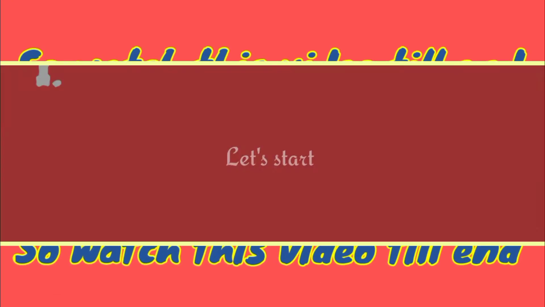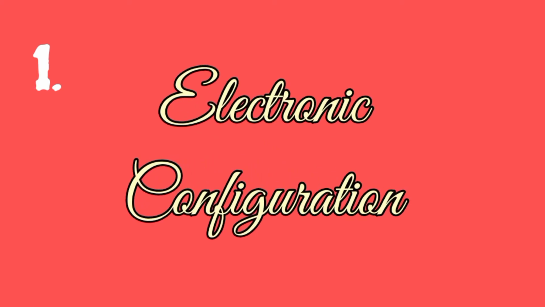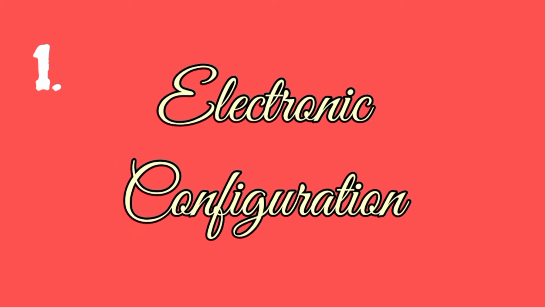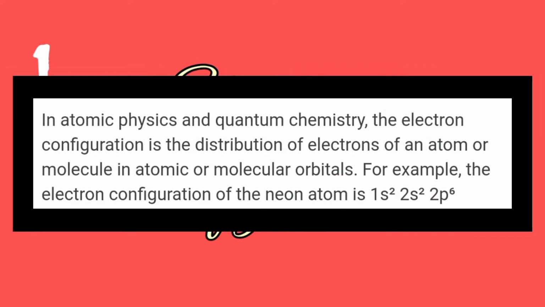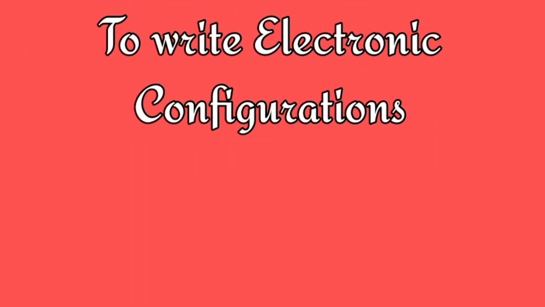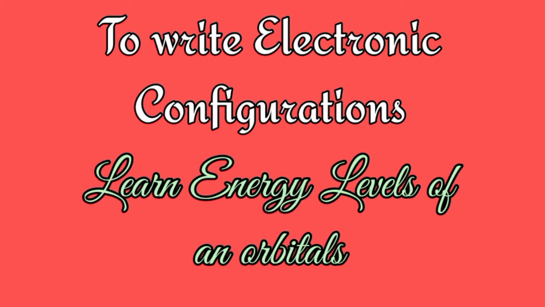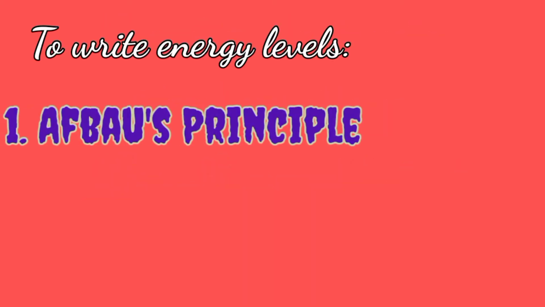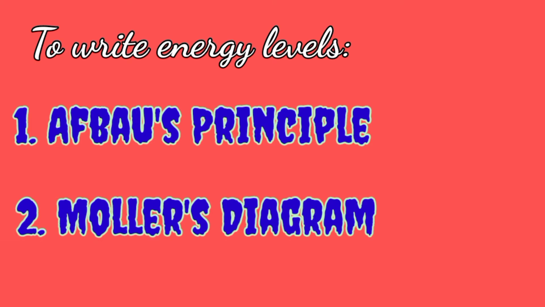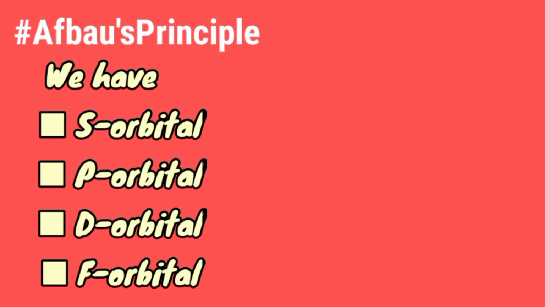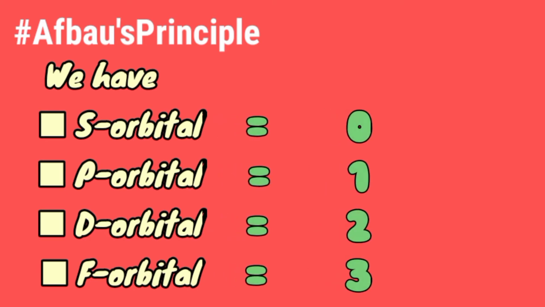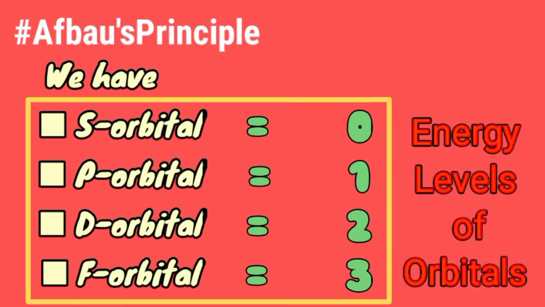So friends, coming to the first one, you must know the electronic configuration of an element. Here, electronic configuration means the distribution of electrons in the increasing order of their energy levels of orbitals. So to write the electronic configuration, you must learn the energy levels of orbitals. This can be learnt by Aufbau's principle and Moller's diagram. So here, in Aufbau's principle, we have s, p, d, and f orbitals, and their energy levels are 0, 1, 2 and 3 respectively. So by this you can find the energy levels of orbitals.